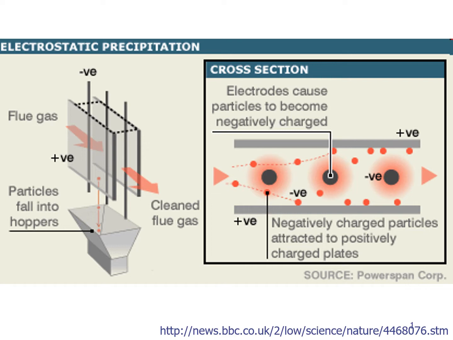Now, if we look at a cross section, like down from the top, you can see that the gas is flowing left to right. We're looking right down in between the plates at these wires, and these wires or electrodes cause the particles to become negatively charged. I'll talk about that in a bit more detail. Because the particles are negatively charged, they then migrate to the oppositely charged, or positively charged, plates and collect there due to electrostatic attraction.